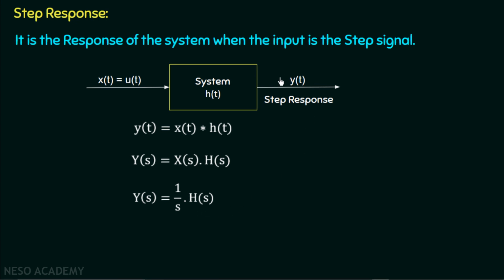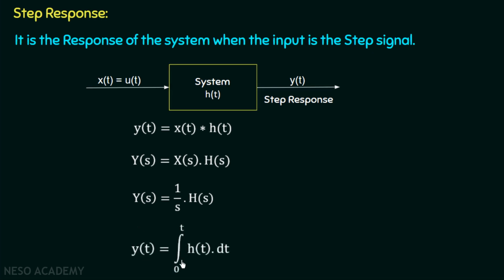Now if we want to find the step response, we will take the inverse Laplace transform and we will have y(t) equal to integral from 0 to t of h(t) dt. 1 over s is multiplied with H(s), so it follows the integral property of Laplace transform, and if we take the inverse Laplace, we will have the integral from 0 to t of h(t). If we differentiate a function in time domain, then s is multiplied in the Laplace domain, and if we integrate a function in time domain, then 1 over s is multiplied in the Laplace domain.